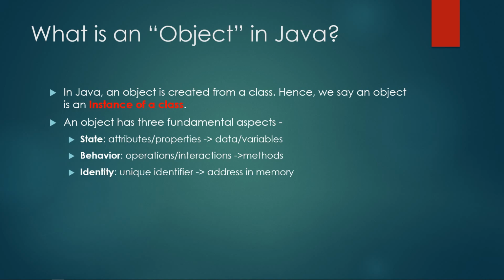So again, if I was to reiterate that, the state is also known as the variables, the behavior is also known as the methods, and the identity is the address in the memory. Always remember this. I have made this "instance of a class" bit in red because it's very important. I will show you that in the next slide.